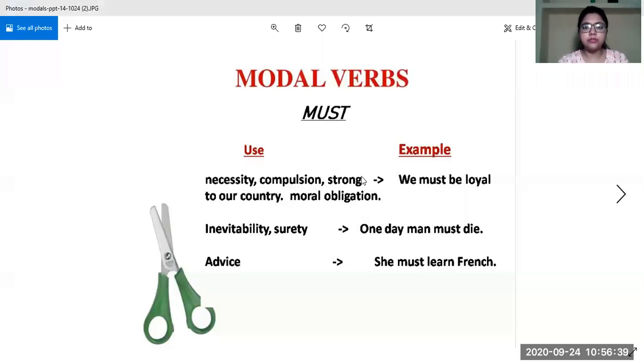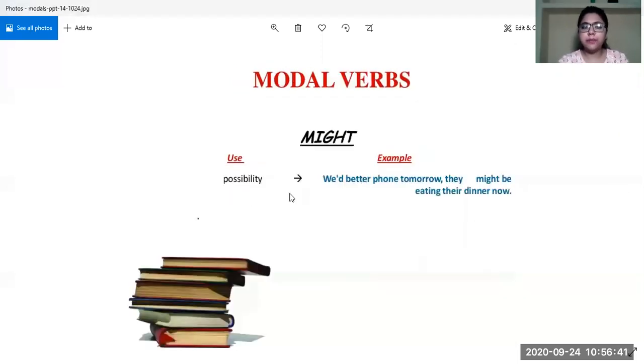So must is used likewise. Next is might. Again, might is used for possibility only. You can see the example: we'd better phone tomorrow, they might be eating their dinner now. It is used for a weaker possibility than may. When we use may for possibility, it has a stronger possibility as compared to might. Might is used for an even weaker possibility.